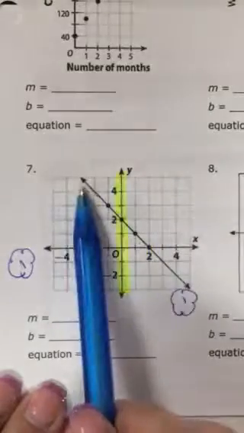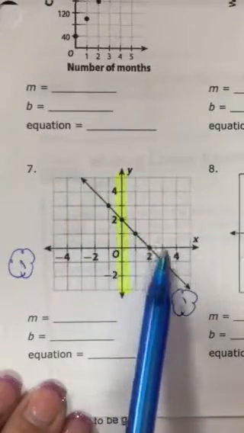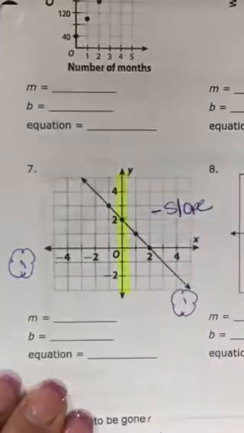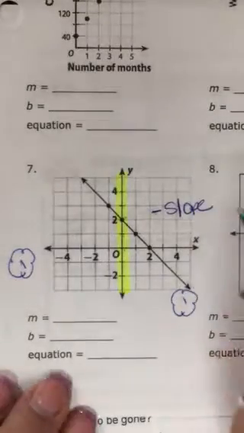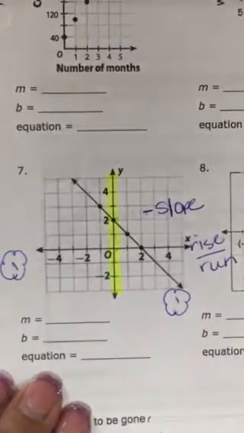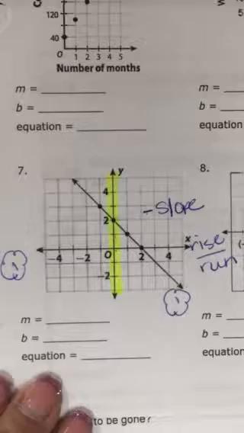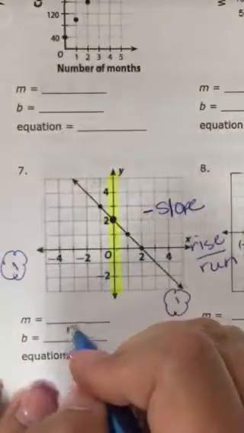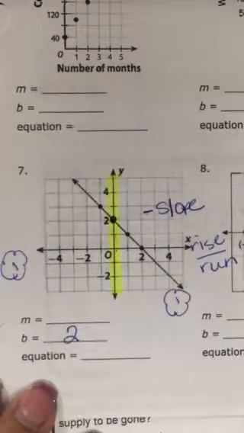Okay, now let's try this one. If I'm reading from left to right, my line is going down. So if it's going down, it's a negative slope. Okay? I'm going to write the words rise over run, because I know in a minute I'm going to find my slope. And I'm going to look and see where it crosses through the y. It crosses through right here. So 2 would be my b. That is my y-intercept.